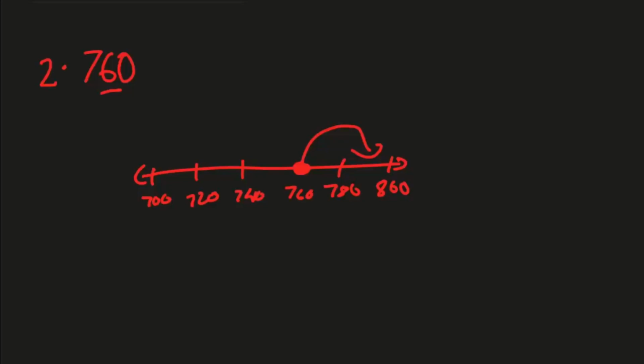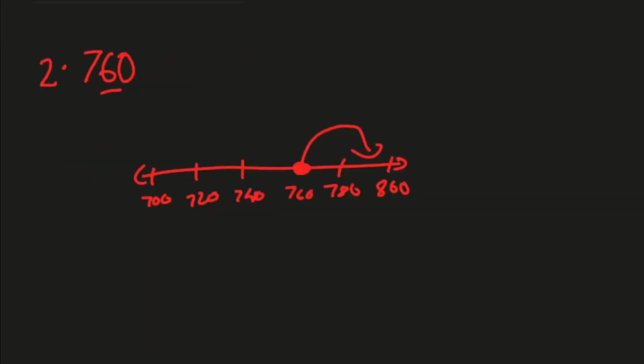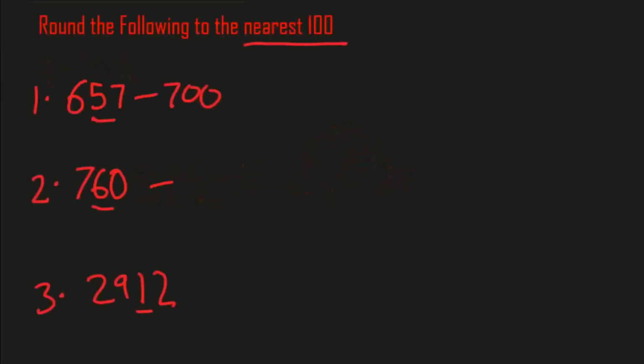But this is not as mathematical. So the first way is actually much better than this, and this also takes a lot of time because you have to draw a number line. So now, let's go ahead and write 800 over here. That's our answer. Now let's do the final question.